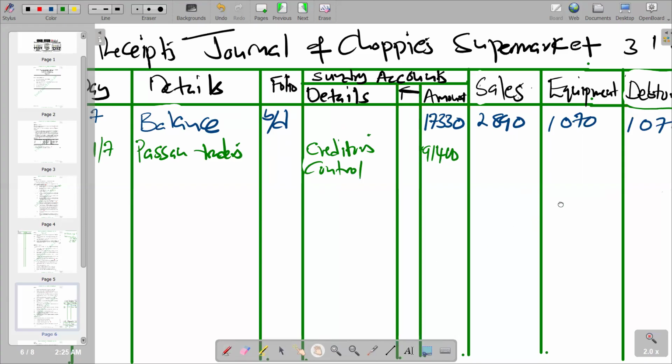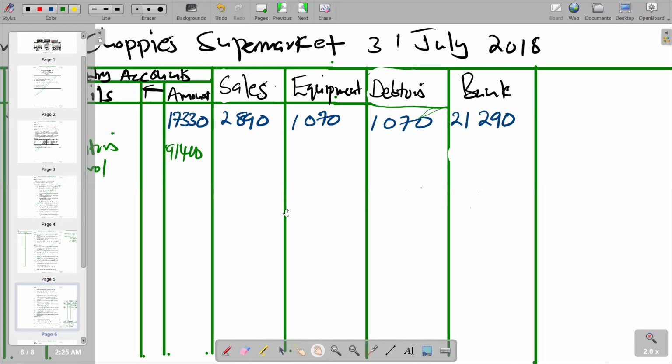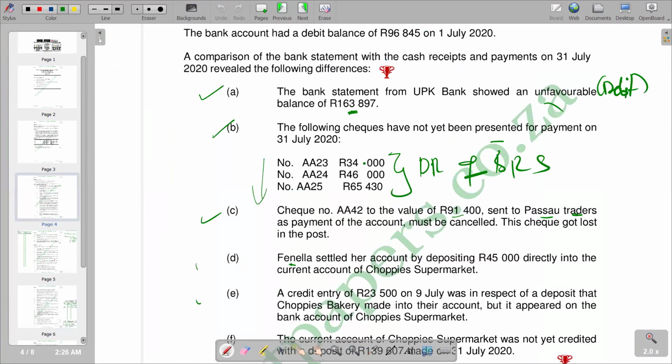So then we put it again in the bank column. So we are just saying 91,400. So we go and see in terms of the next transaction, which is now saying Vanilla settled is the account that deposited 45,000 directly into the current account of Chopis Limited, Chopis Supermarket. So this deposit was made directly to the bank. So we can only get to know about it as a business when we get hold of the bank statement. So it's there on the bank statements, but in the books it's not yet there.